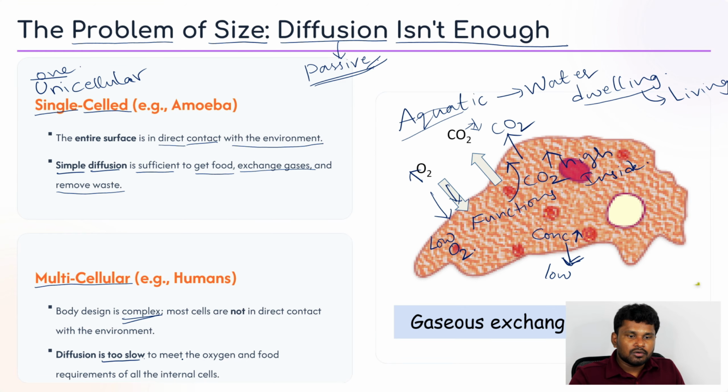Diffusion is too slow to meet the oxygen and food requirements of all the internal cells. If you have to go with diffusion, maybe only the skin cells, even though skin has a lot of layers in it, only 1 or 2 layers of skin can be satisfied, not the internal organs in multicellular organisms. Okay, so that is the problem. Now let us see how the bodies and how the organisms got adapted to that.